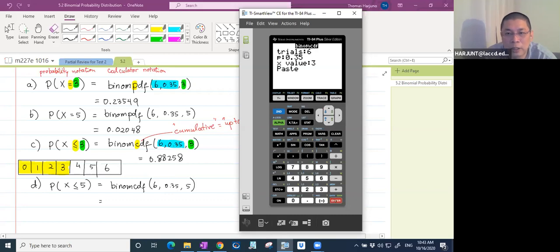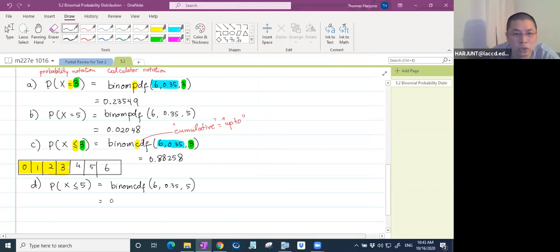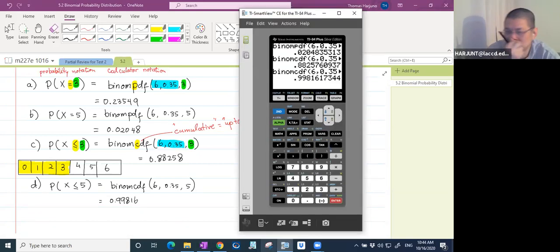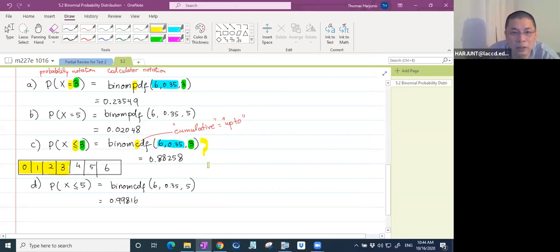And I get 6 there, 0.35, cumulative up to 5. Enter. Cool. I get 0.99816. Now suppose you want to find out what is the probability that x is at most 3, right? Let's say I want to compute part C again.